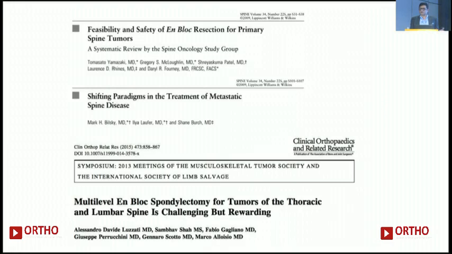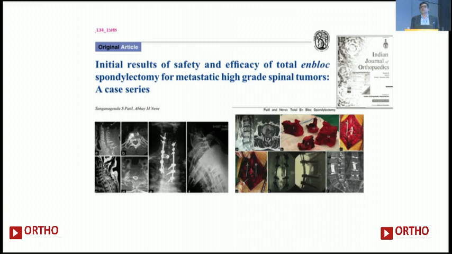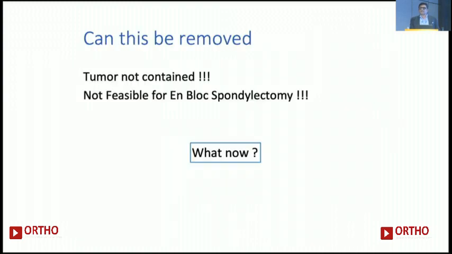It is an established procedure. You have got several publications internationally and nationally, which tells us the role of oblong spondylectomy in managing primary and even metastatic spinal tumors. The thing is that this is a scenario almost always when it actually presents to us. That these tumors are not contained, and you technically fall beyond the parameters of oblong spondylectomy. Then what do you do for these cases?